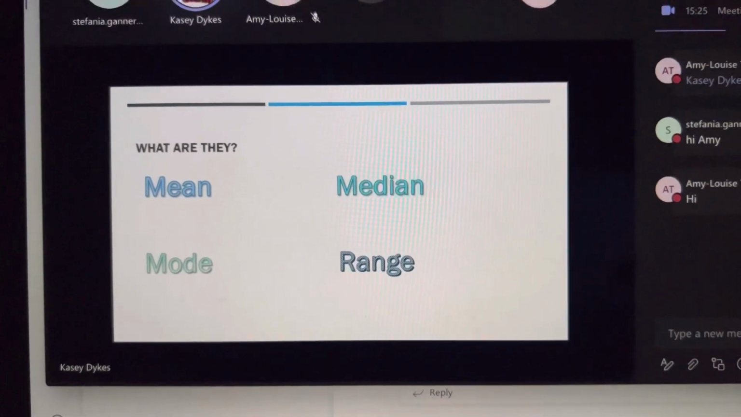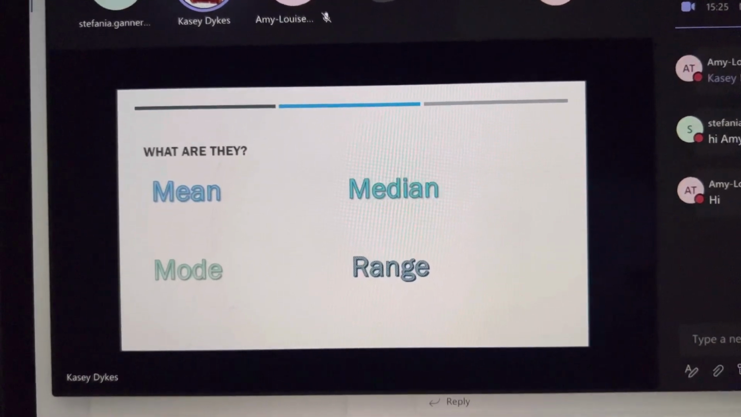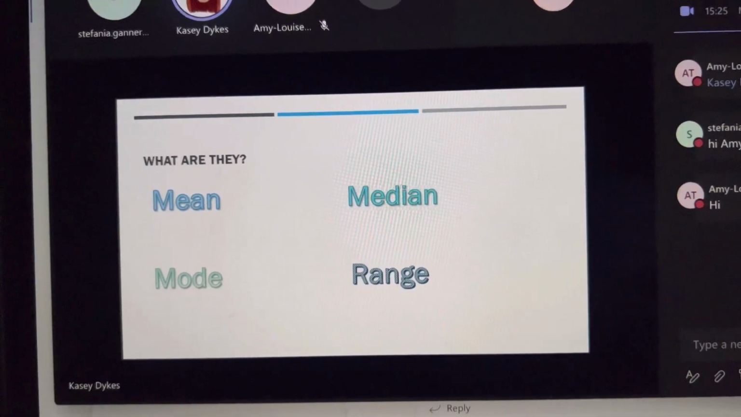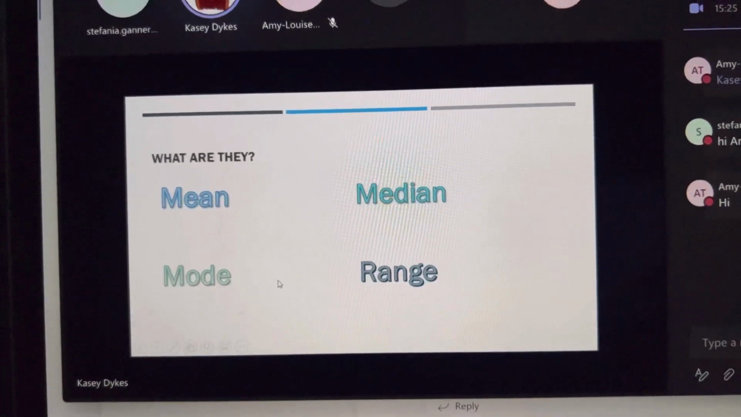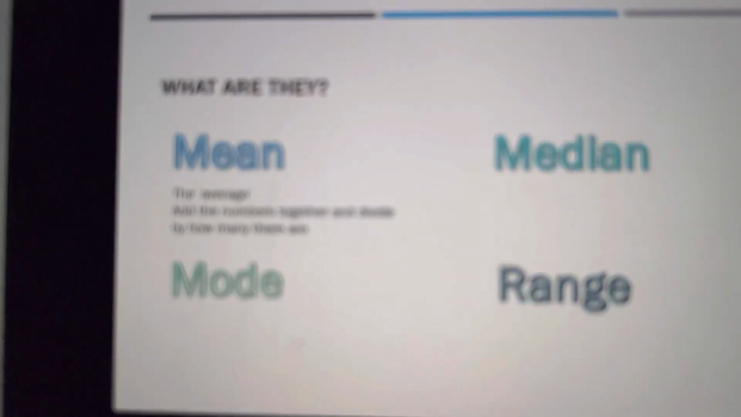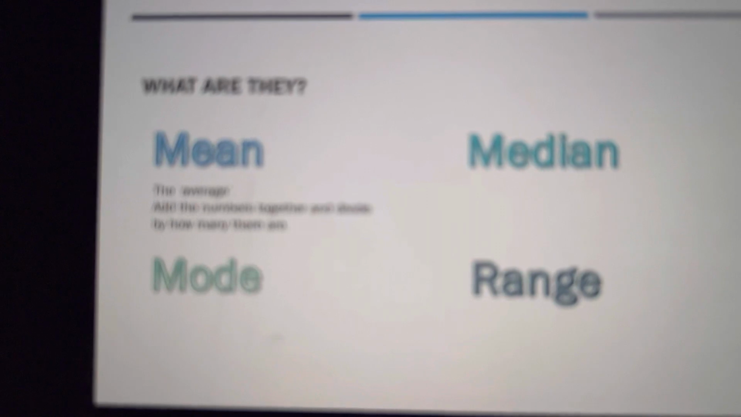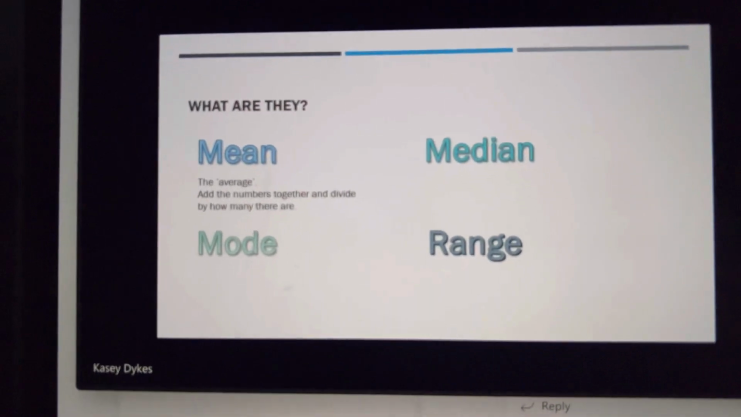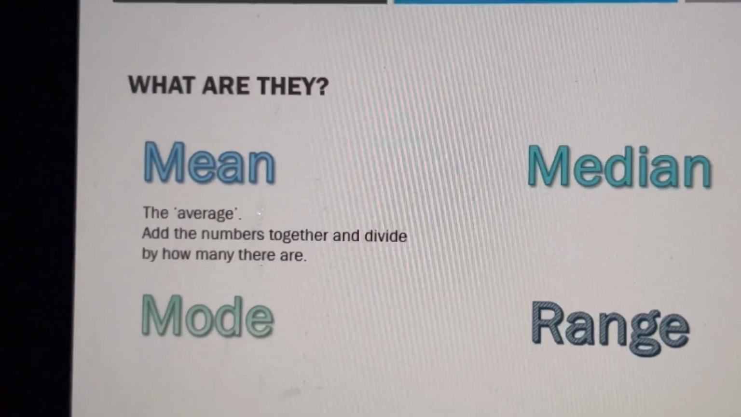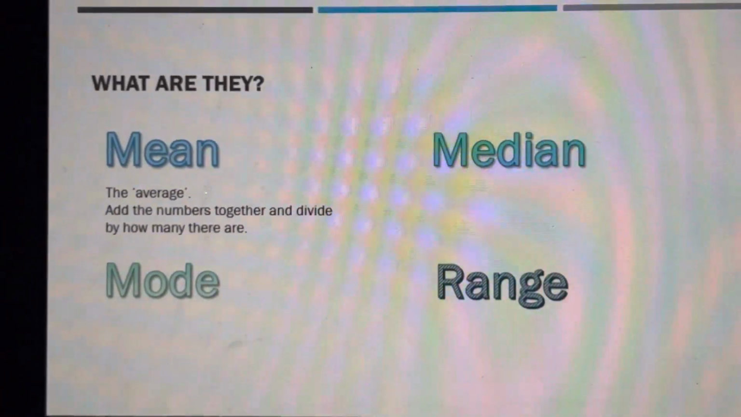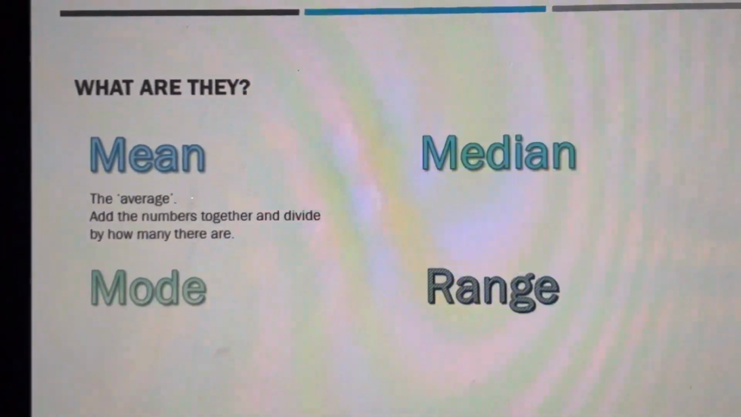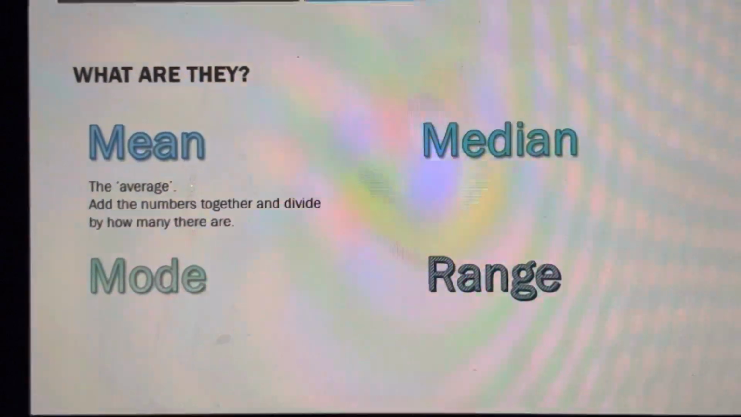Is the mode the most common? It is the most common, yeah, good. So you've got them all, but we'll go through them anyway. Good, so as we said, our mean is what's typically known as the average. So when someone says they've worked out an average, normally the method they've used is the mean. And it's where you add all of your numbers together and divide by how many there are.